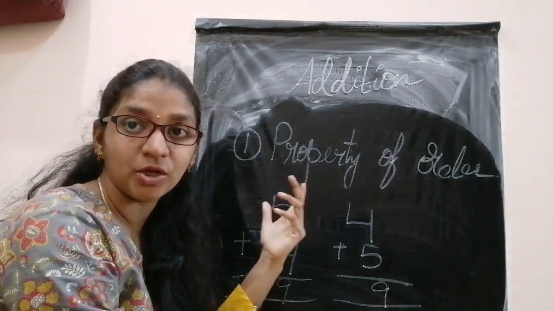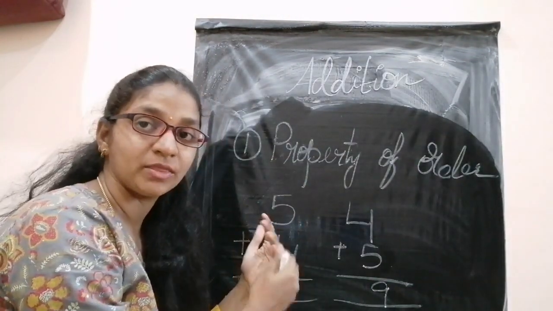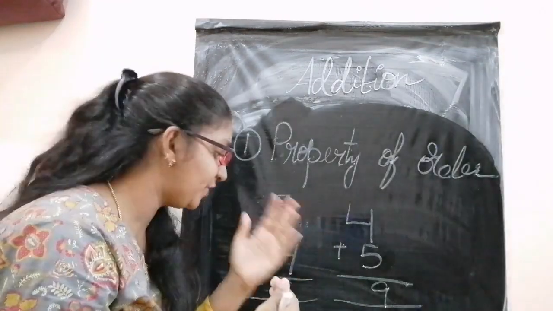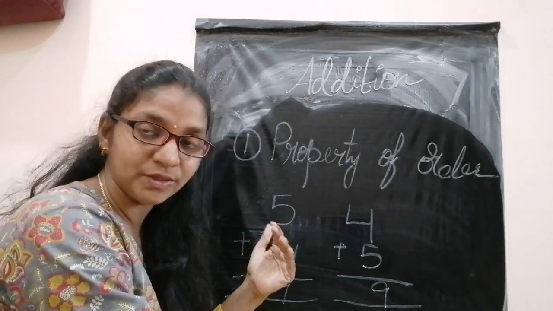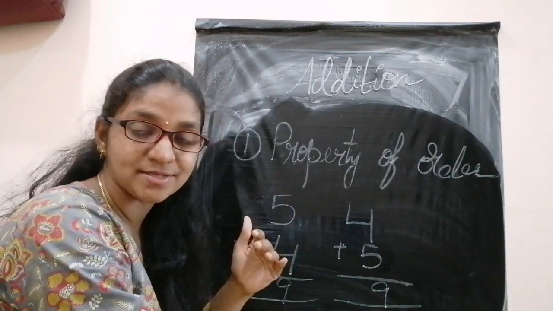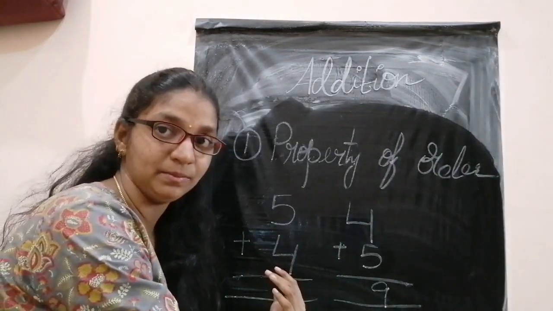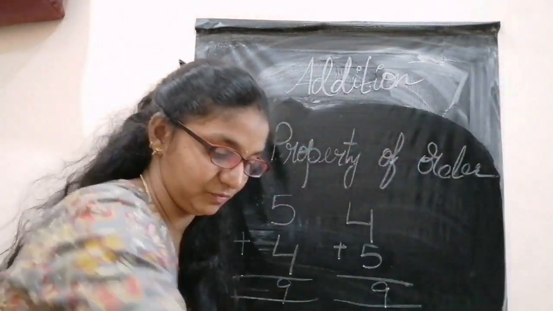So what the property of order means is, if we exchange the order in which we add, it doesn't affect the answer. Whatever value we take first or last, the order in which we take the numbers does not affect the sum. Let us discuss this in a word problem.